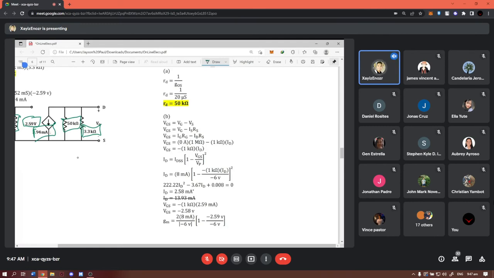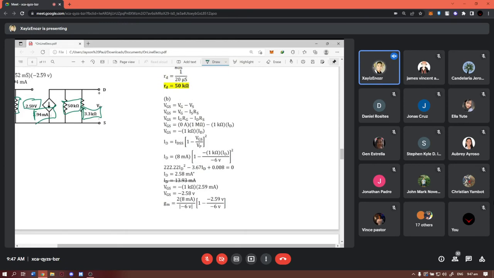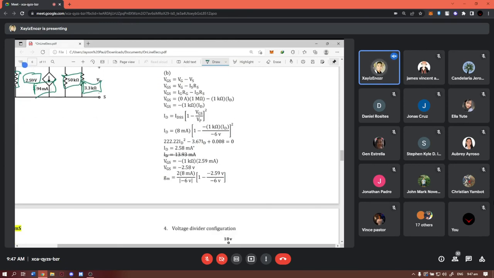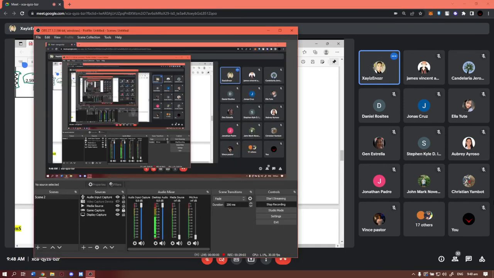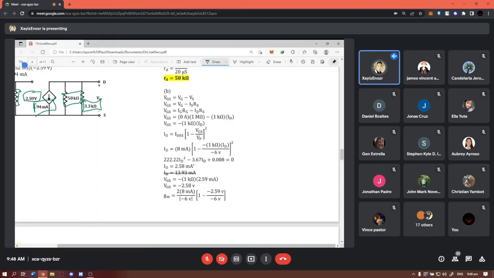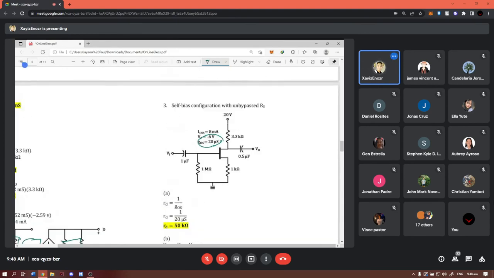So kahit gano'ng pakalaking resistance yung meron sa gate, 0 din yung voltage drop doon. Okay? Then we have here, ang natira, VGS natin, negative 1 kilo ohms multiplied by ID. So we have here, so our VGS here is 2. Ang ID natin makukuha dito is 2.58. So parang ito lang din yung kanina. Okay? Pareho lang silang values yung sa kanina ito.